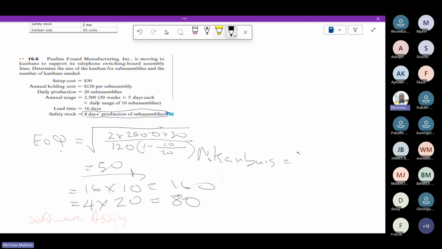EOQ, 160 plus 80 over the one we just found, 50. Then number of kanbans, how much does it become? 4.8, which is rounded up to 5. Five kanbans.